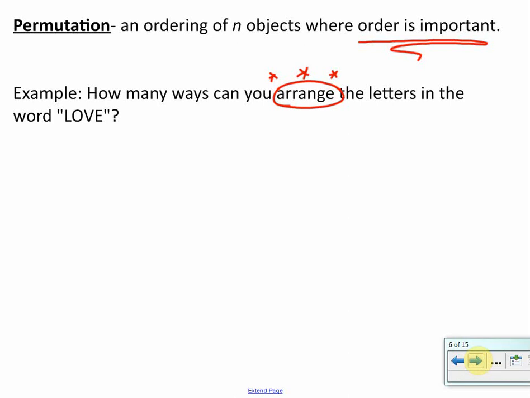So what it means is that if I rearrange the letters and make it E-V-O-L, that's a different combination than if I had V-E-L-O. They're still using the same 4 letters, but we're just putting them in a different order.